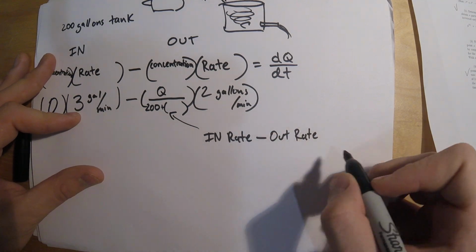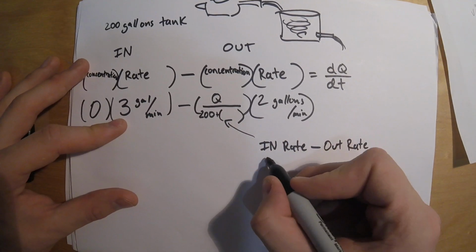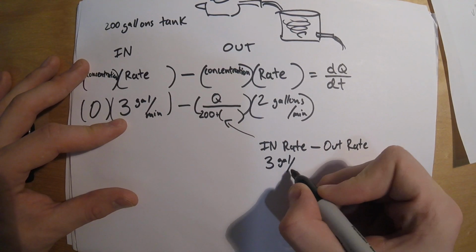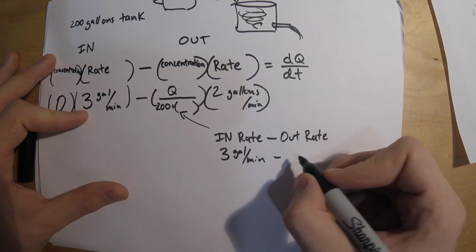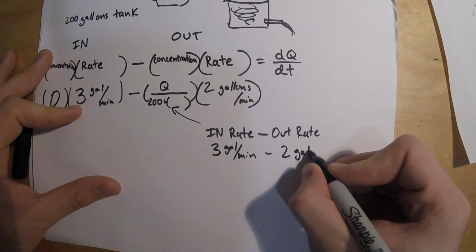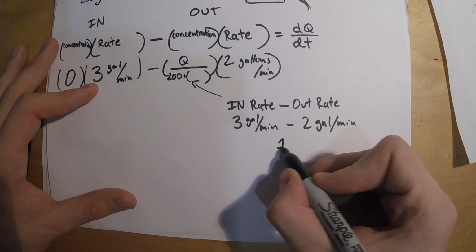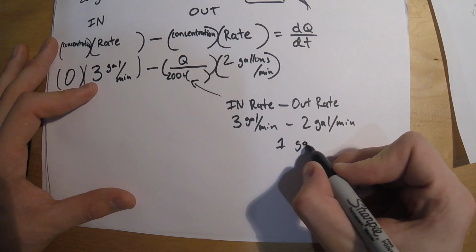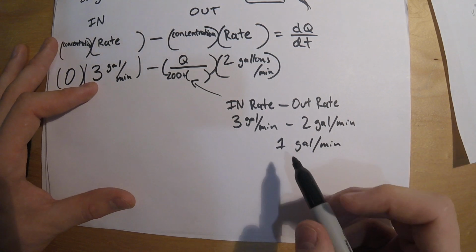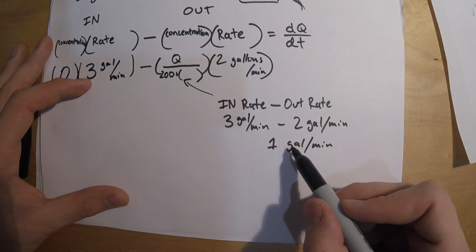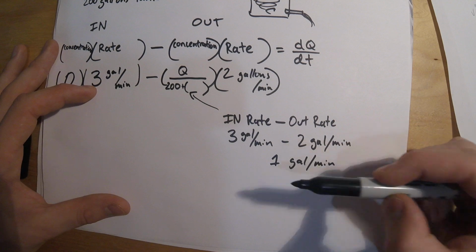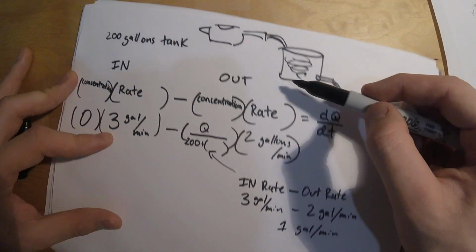Okay, so we have the in rate minus out rate. So what's the in rate? The in rate is 3 gallons per minute, and the out rate is 2 gallons per minute. Okay, so then we have 3 minus 2 is just 1 gallon per minute. That means that every single minute there is an additional gallon being pumped into the tank.